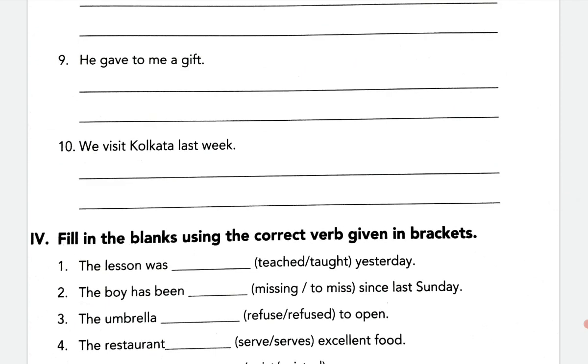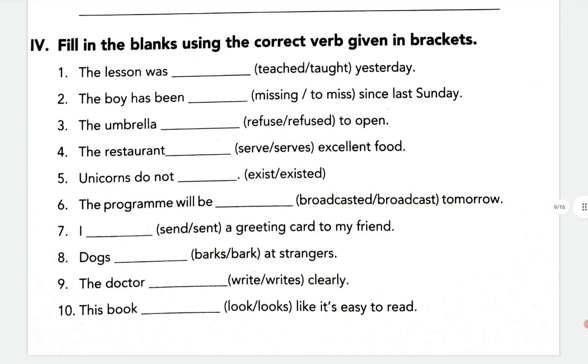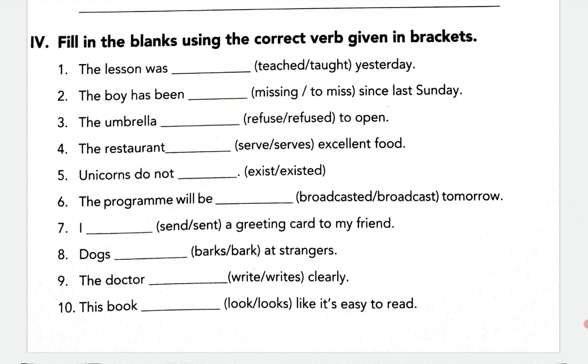He gave to me a gift. He gave me a gift. That is a transitive verb. He gave me a gift. There is no additional "to" necessary because gave acts as a transitive verb here. We visit Kolkata last week. It is the tense form: last week, past. We visited Kolkata last week.